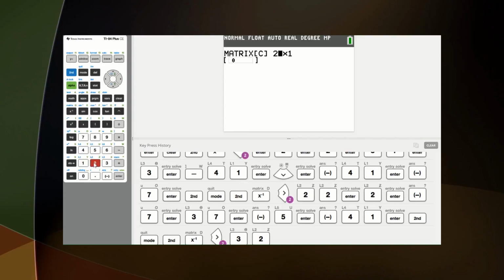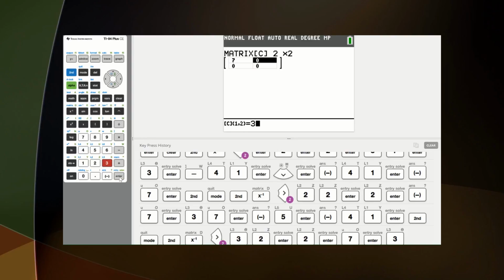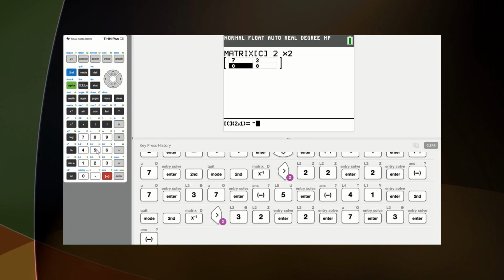I need to build this from scratch, so I set a 2 by 2. Now we're just going to use the coefficients of the x and y variables. So it was 7, 3, negative 5, and negative 7. All right, now I want to start finding the determinants.